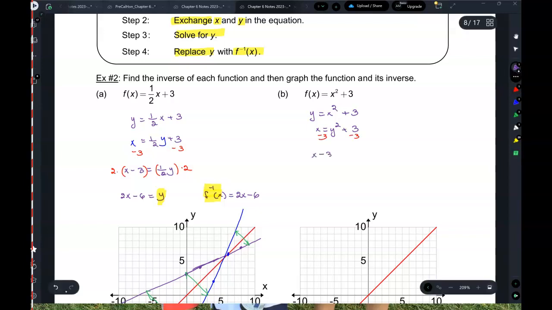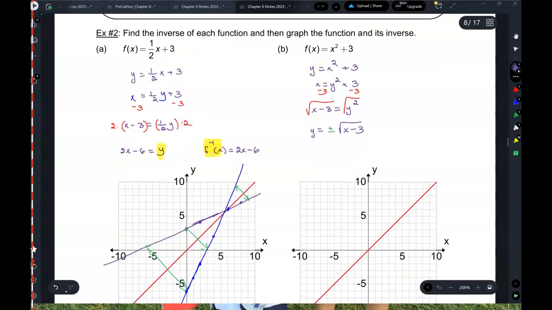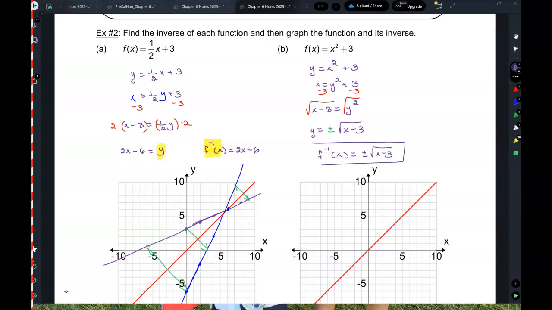Okay, x minus 3 equals y squared. Now, take a square root. So I get y equals plus or minus root x minus 3. Okay? So that means the inverse is f inverse of x equals plus or minus root x minus 3. Okay? Now, let's graph these.